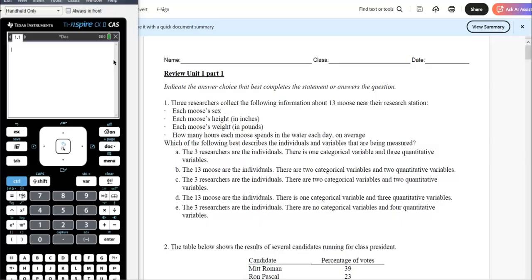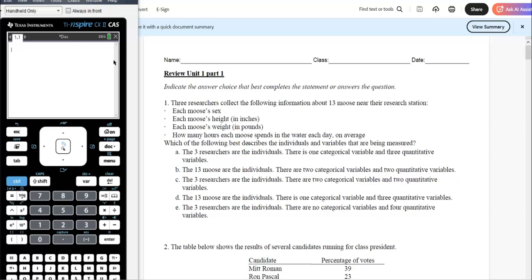Okay, so first, who are the individuals? The researchers collect information about 13 moose near their research station. They collect their gender, their height, their weight, and how many hours each moose spends in the water each day on average. Which of the following best describes the individuals and variables?